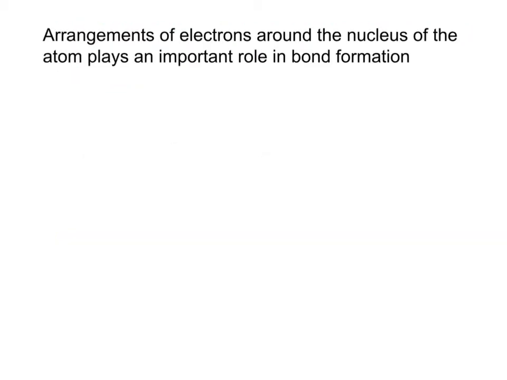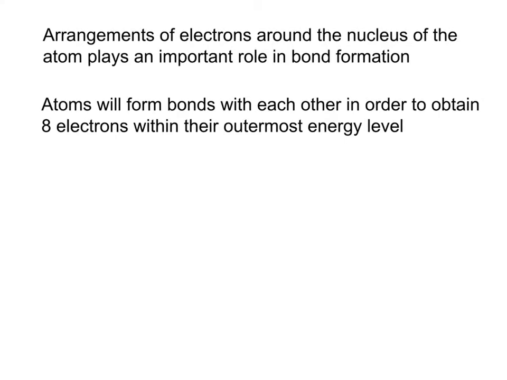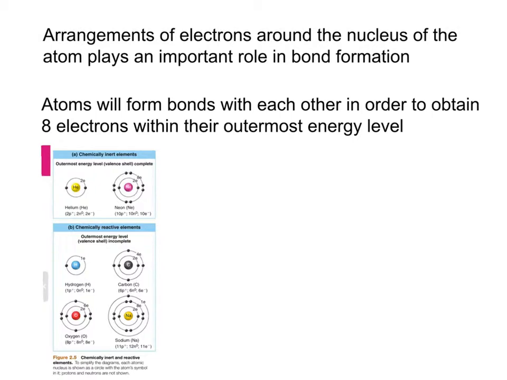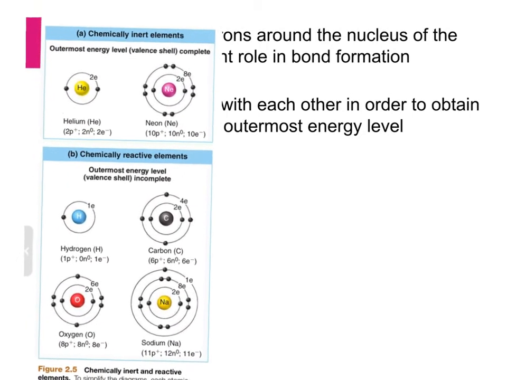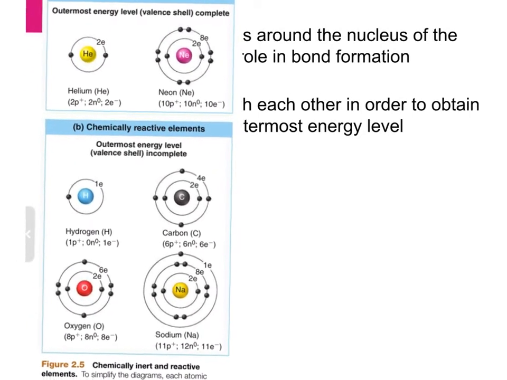Electrons play a very important role in bond formation. Atoms will form bonds with each other in order to obtain a full valence shell within their outermost energy level. This is referred to as the octet rule. If you remember, back in chemistry, you were told that electrons within an atom will be lost or shared in order to form a bond.